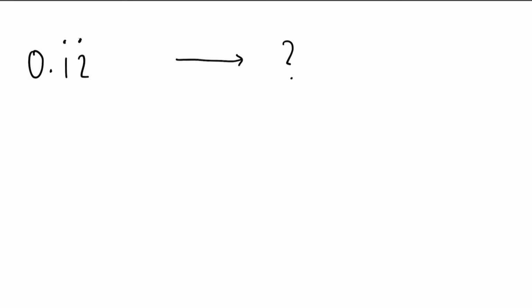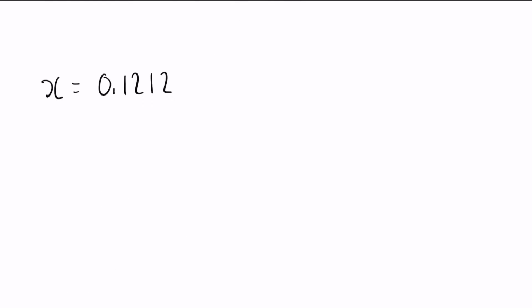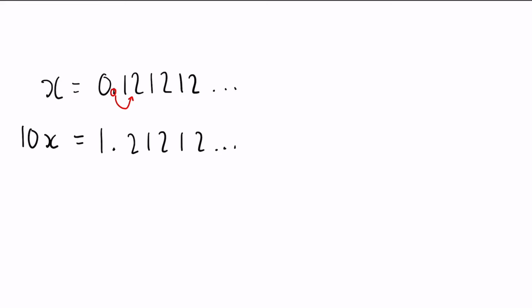So let's look at an example. How can we convert 0.12 recurring into a fraction? First of all, we want to label 0.12 or 0.121212 and so on as x. If we multiply that by 10, what's going to happen is this decimal is going to shift one place to the right. So we're going to have 1.21212. And you're going to see the numbers after the decimal place look fairly similar, but not quite the same just yet. So what we're going to do is times by 10 again.